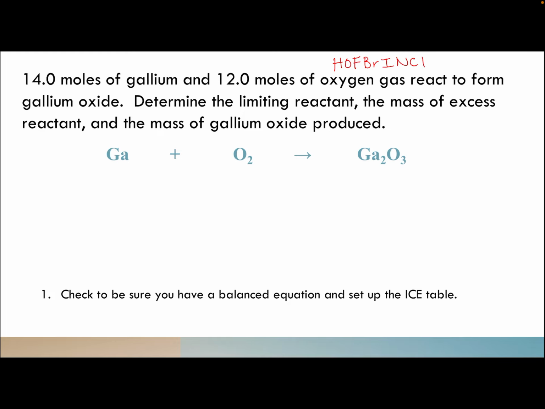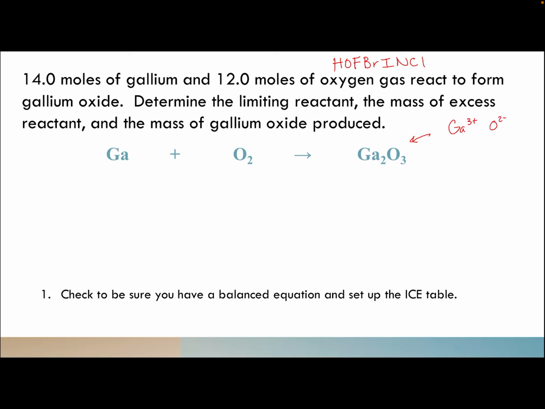Okay, so hydrogen, oxygen, fluorine, bromine, iodine, nitrogen, chlorine. Anytime those elements are by themselves, like oxygen is here in this equation, make sure they get a 2 after them. They are diatomic. Whereas you see gallium does not show up in Hofbrinkel, so it doesn't have a 2 after it. And then obviously we got this by doing, gallium is a 3+, oxygen's a 2-, and then we make our formula.